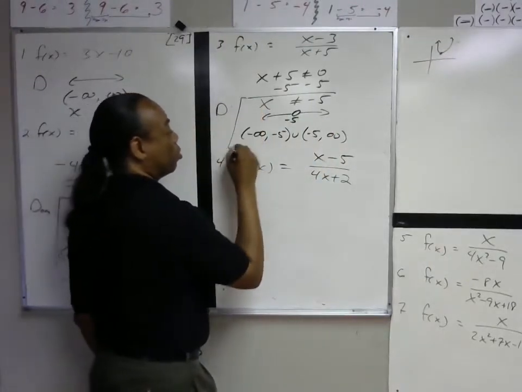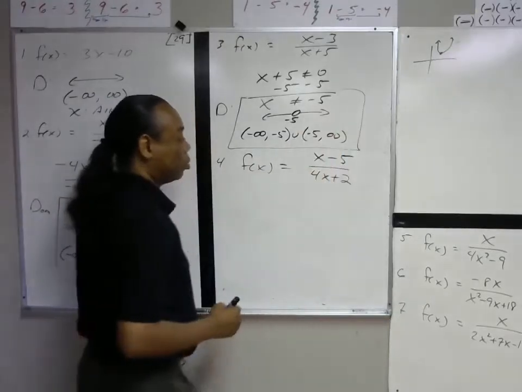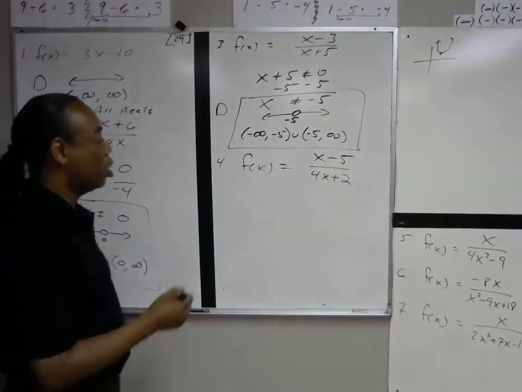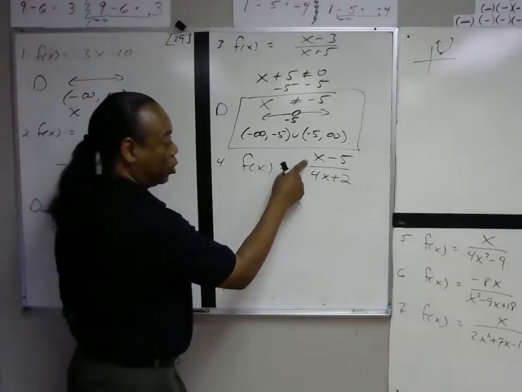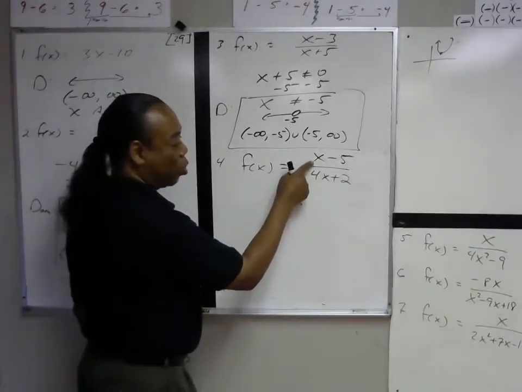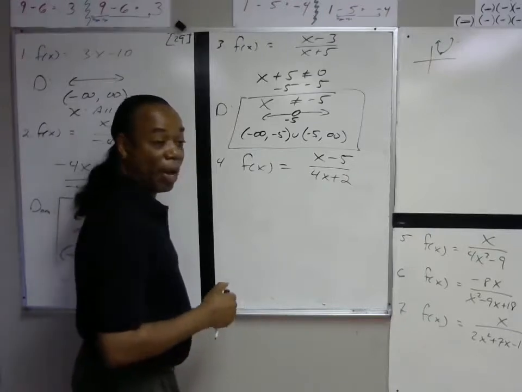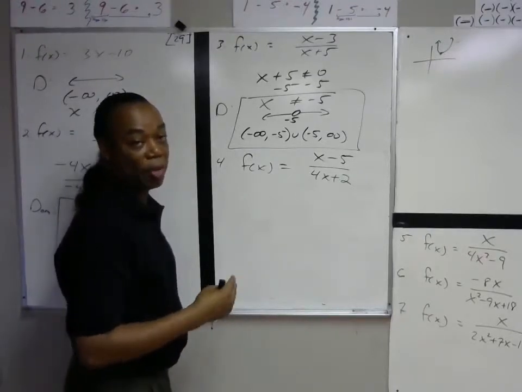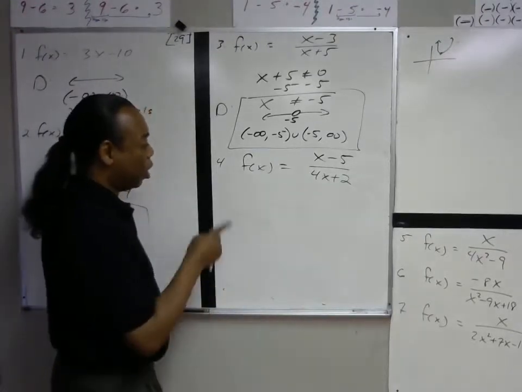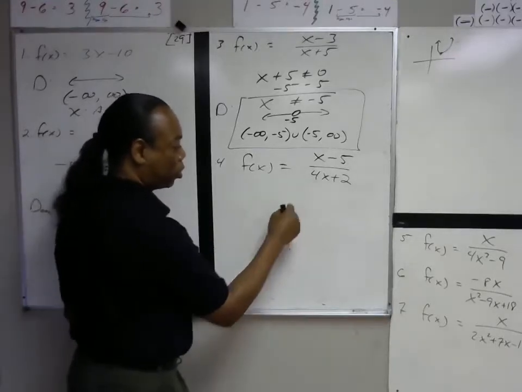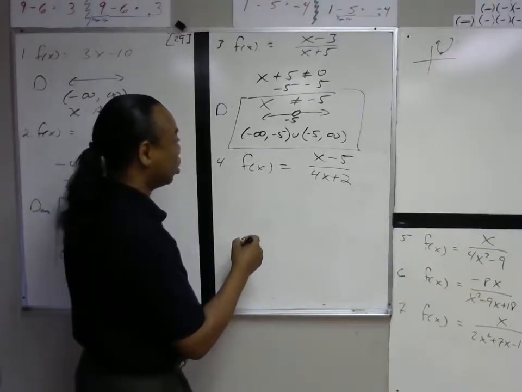Okay. Number 4, once again, we're looking at a rational function. Notice that we're ignoring the numerators. There will be a time when we get to higher math that we'll look at the numerators to see how they affect the domain. But for now, we're going to focus on the denominators.